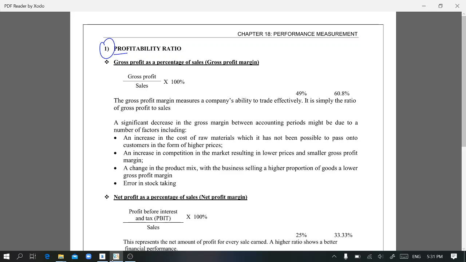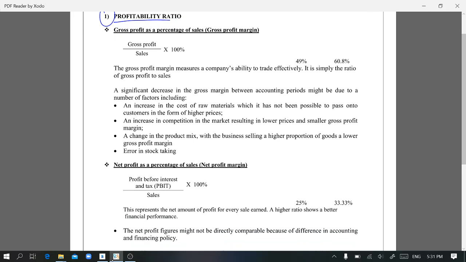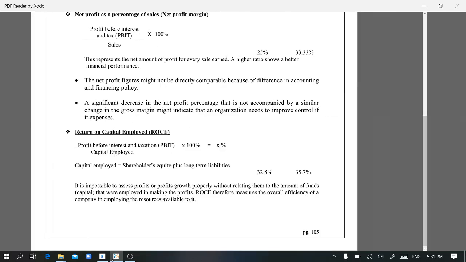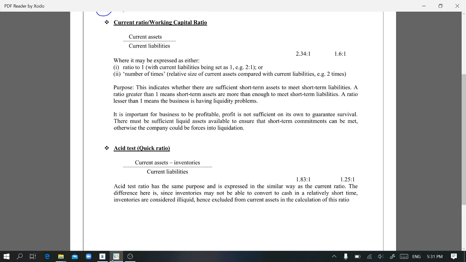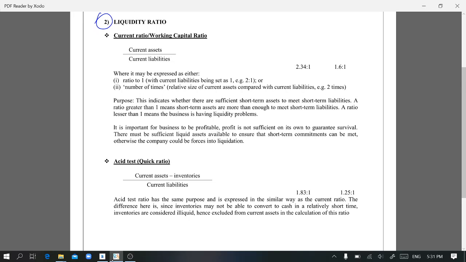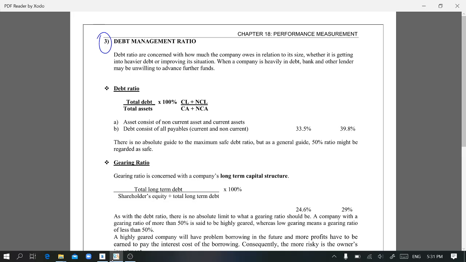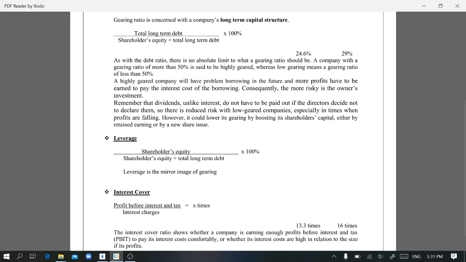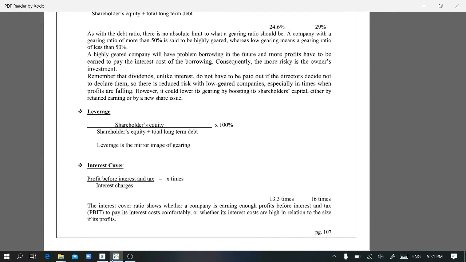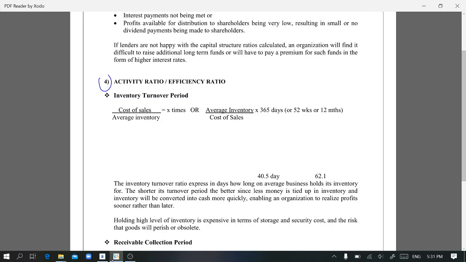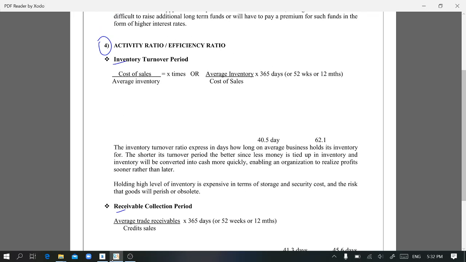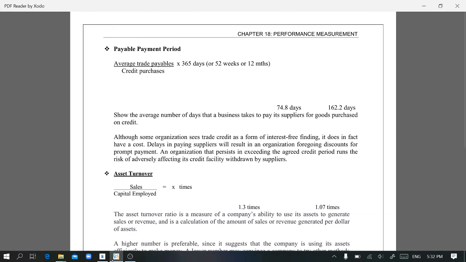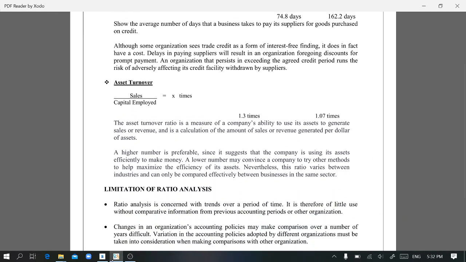We have number 1, profitability: gross profit margin, net profit margin, ROCE, asset turnover. Then liquidity. We have two liquidity ratios, current and quick. Then there is the measure of the company's debt, so we have debt and interest. The next one is your activity or efficiency ratio. We have three here: inventory, receivable, and payable. And also of course asset turnover.